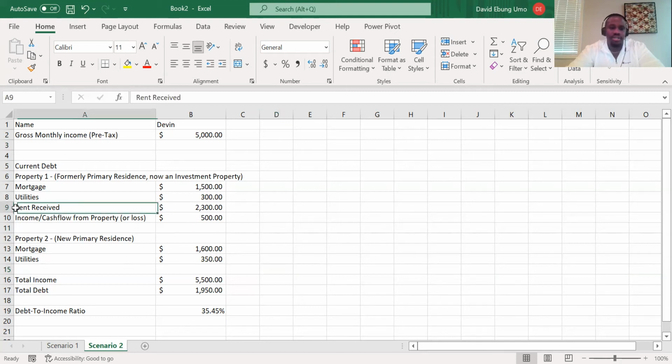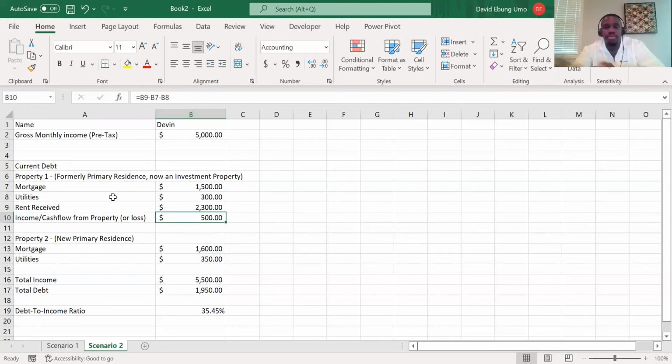Actually, I included utilities, but you don't need to, because with a long-term rental you're not covering utilities. The tenants cover that. But just for the sake of argument, let's leave that in here, right? So $2,300. And then they'll look at your income or loss from the property. In this case they'll look at your income, so $2,300 minus $1,800, which is $500.